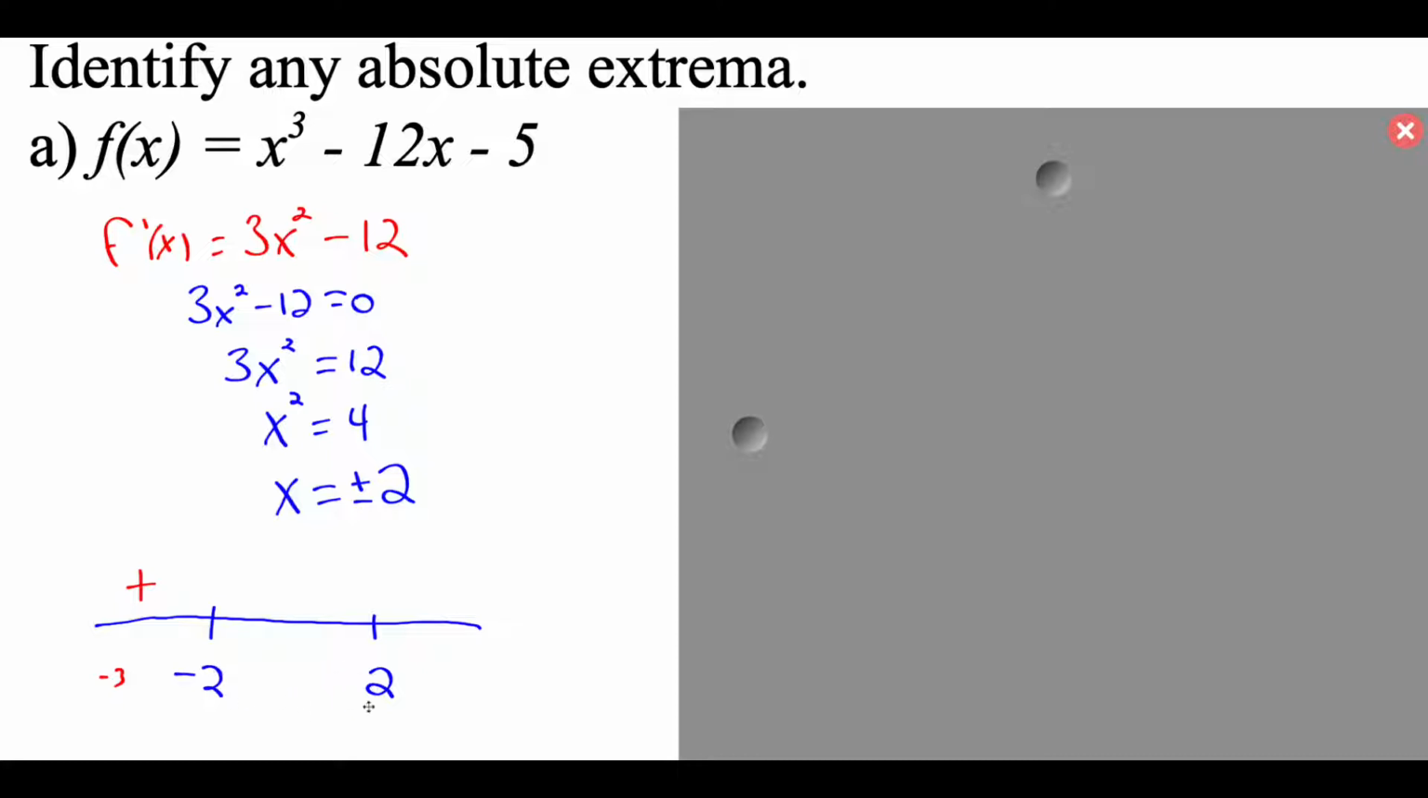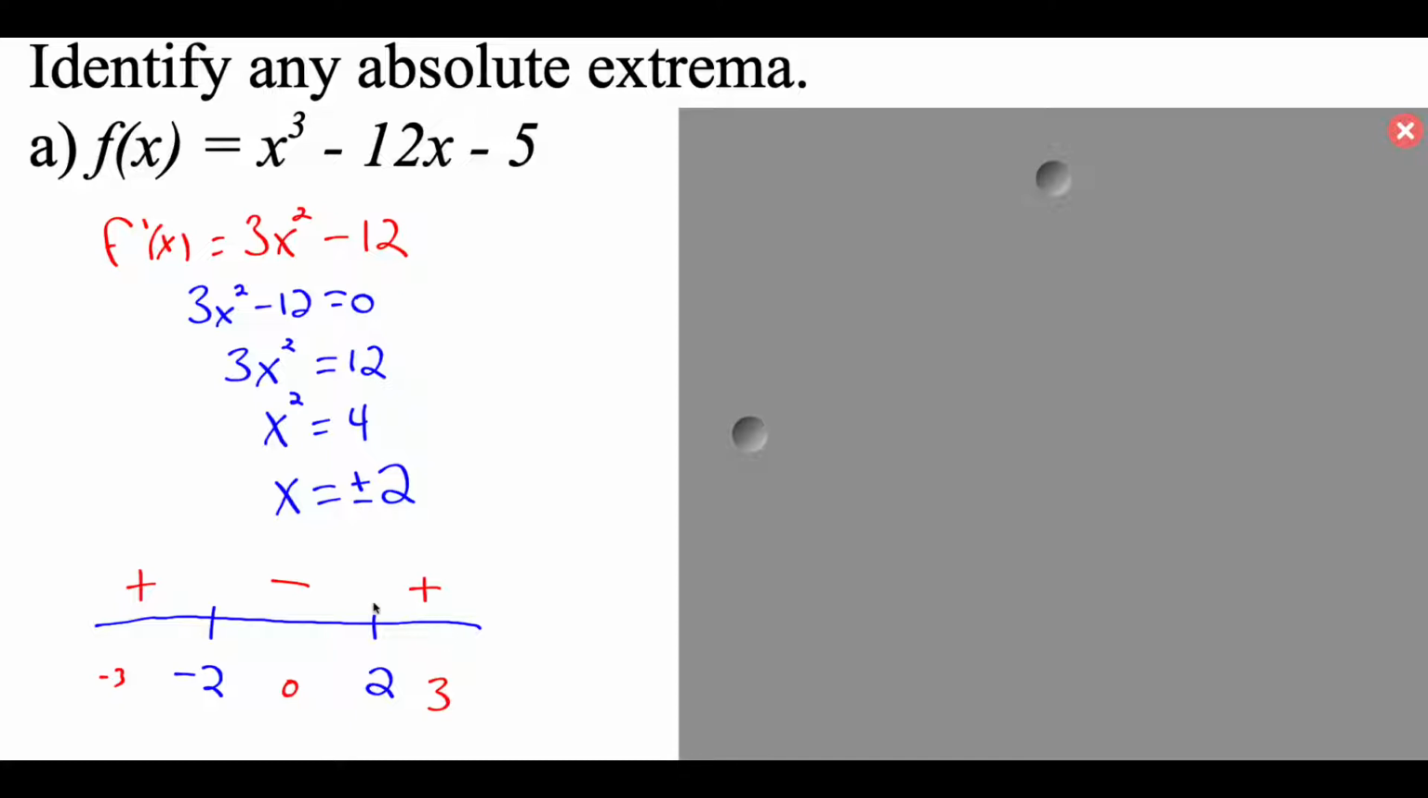Now I want to test something between negative 2 and positive 2, so I'm going to test 0. Plugging in 0, 0 squared is 0, times 3 is still 0, minus 12, we get negative 12. And again, we don't really care what the number itself is, we just care about the sign. It was negative 12, so this is a negative interval for my derivative. And then on the right-hand side, I want to test something bigger than 2, so I'm going to test 3. In my derivative, 3 squared is 9, times 3 is 27, minus 12 is 15. We got a positive answer, so this is positive to the right of that critical number of 2.